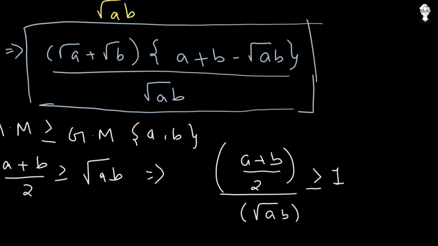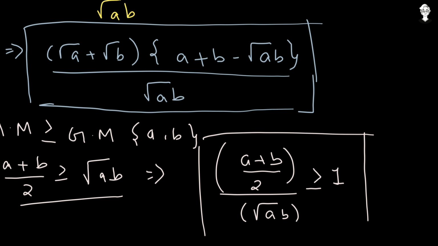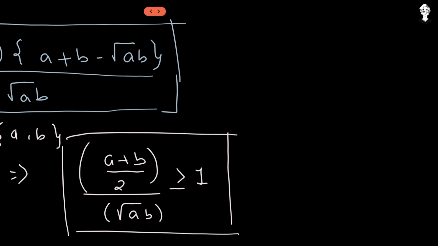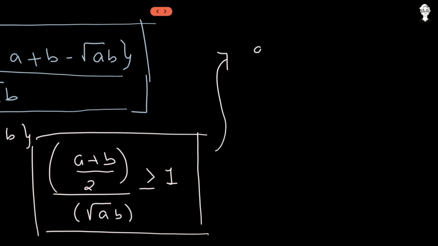So after we divide both sides by square root of ab in this equation, we get that (a + b)/2 upon square root of ab is always greater than or equal to 1. Now over here I will do a substitution. Suppose we have (a + b)/2 divided by square root of ab, and this thing is greater than or equal to 1.